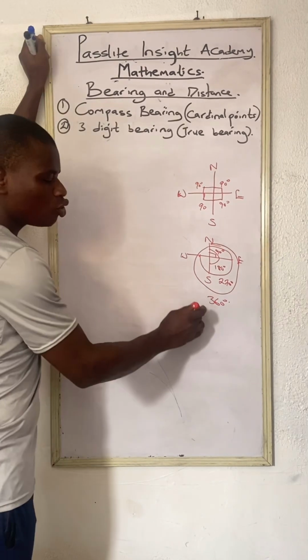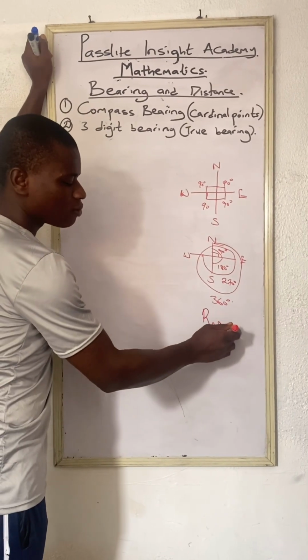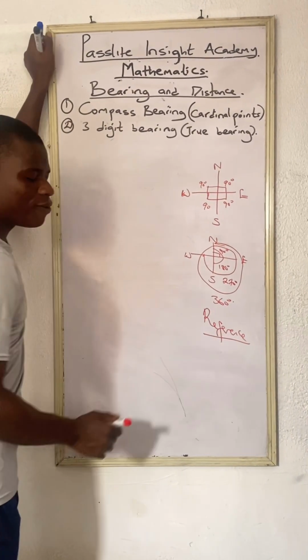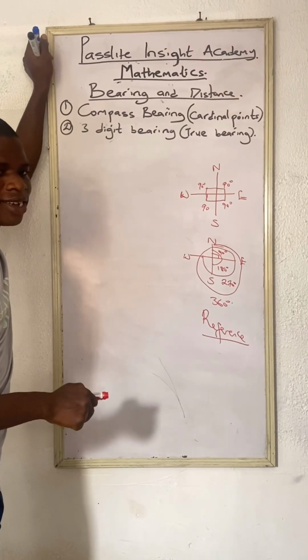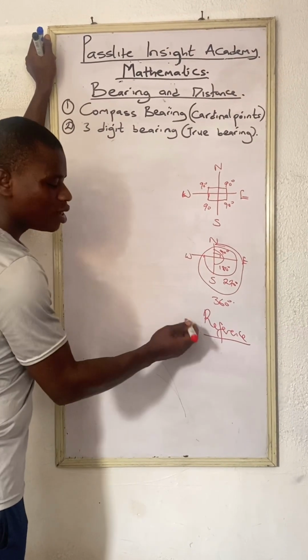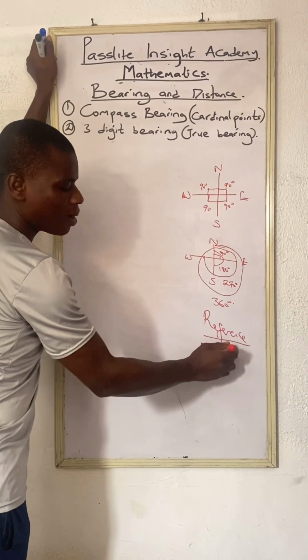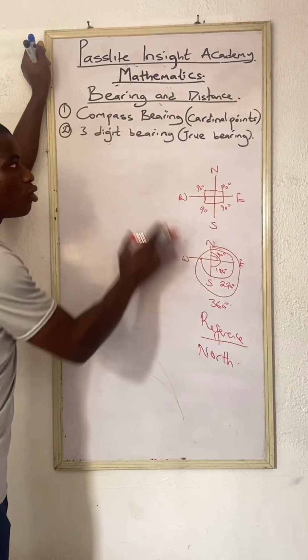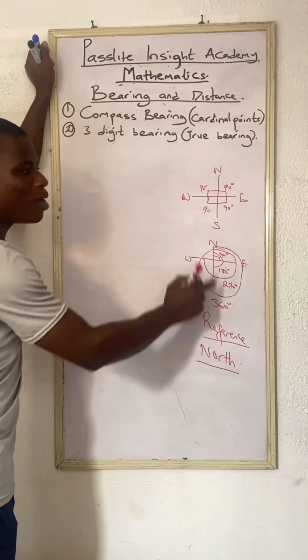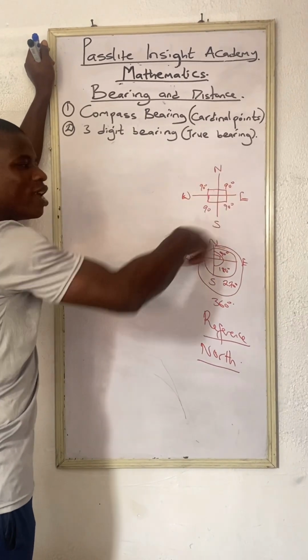Another thing, you need to understand your reference point. What do you understand by the word reference point? What is your known point? The starting point. We call it reference, and the starting point is your north. So our reference point in every question they ask us on bearing and distance is our north, meaning that we are all starting from this north to anywhere.